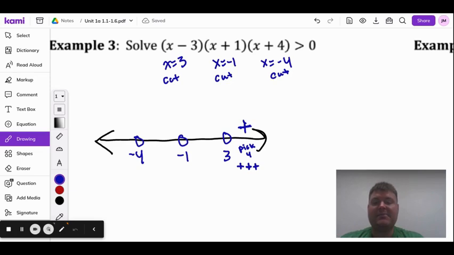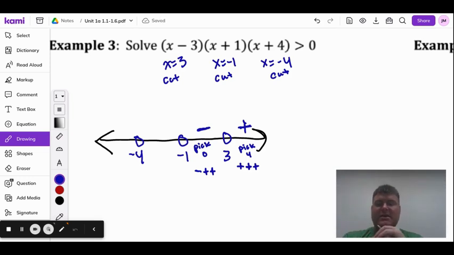And you can go through and keep picking. Like for the next interval, you can always pick a number between -1 and 3. I'll just pick 0 because 0 is usually the easiest one to pick. If I pick a 0, on my first factor there, I'm going to get 0 minus 3, which is negative. And then 0 plus 1 is going to be positive. And then 0 plus 4 is positive. So you get negative times positive, which is negative, times positive, which is still negative. So this is going to be a minus.